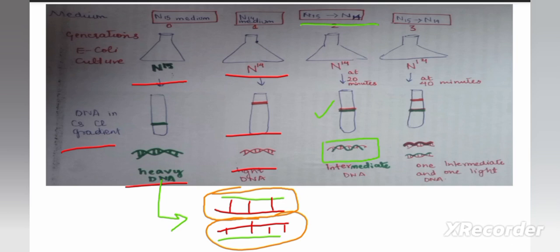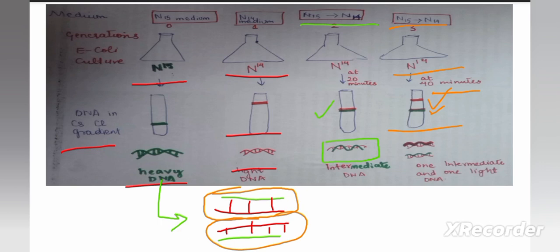Then they shifted the bacteria from N15 medium into a second plate as well, which also contains N14 medium, and here they took the sample at 40 minutes. Here the bacteria completed almost 2 rounds of replication, and now they did centrifugation, and after centrifugation they found one hybrid duplex and one light duplex.